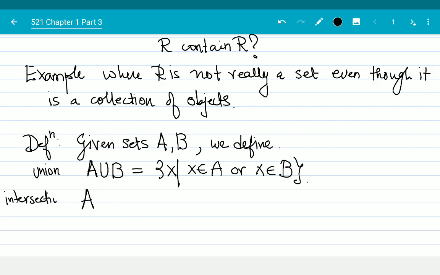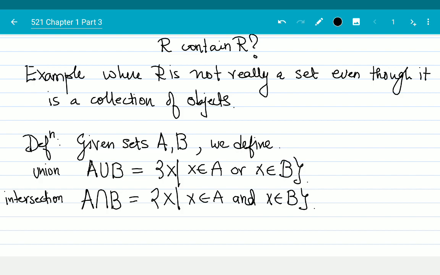and A intersection B to be all X such that X is in A and X is in B. Okay.